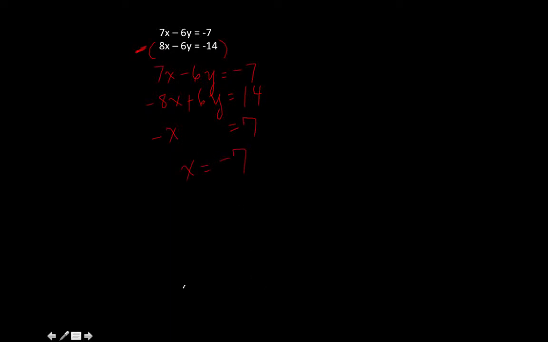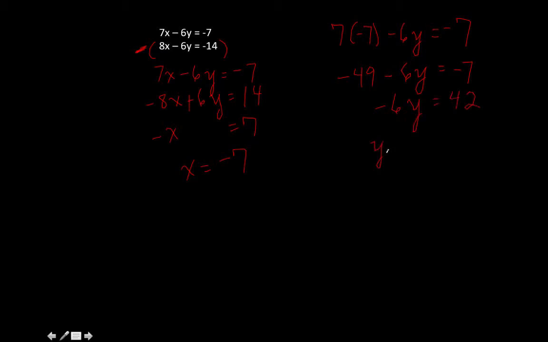So x is negative 7. But I still need to solve for y, so 7 times negative 7 minus 6y is negative 7. Negative 49 minus 6y equals negative 7, so adding 49, minus 6y is 42. Y is also negative 7. And that's that.